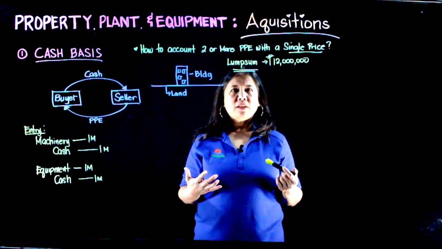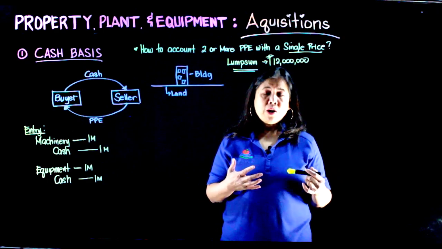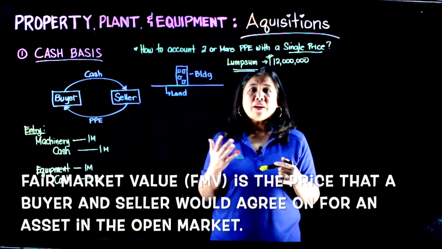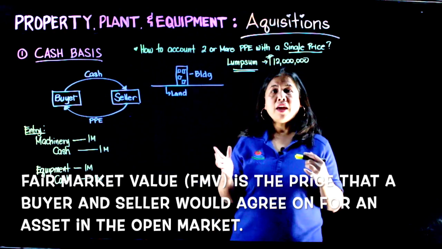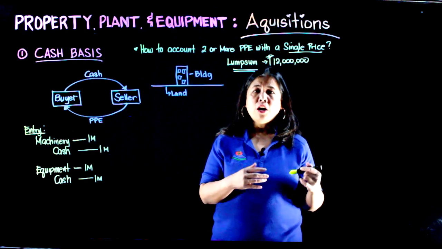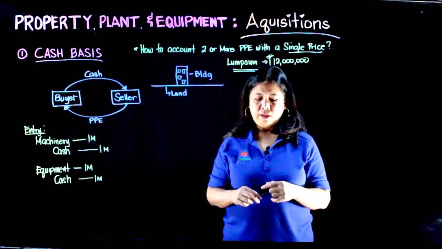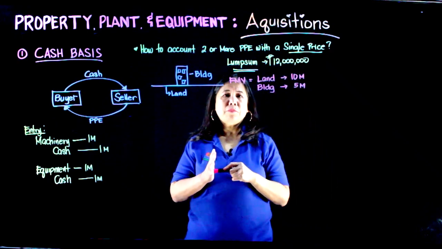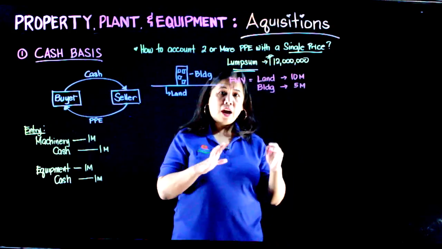So, we will allocate this single price or the lump sum price or the basket price according to their fair market value. Fair market value, ito yung price sa market kung saan willing ang mga buyers ma-purchase or bilhin ang asset na ito. Yan ang tinatawag na fair market value. So, let's say for example, merong fair market value, itong land na 10 million at ang building ay 5 million.